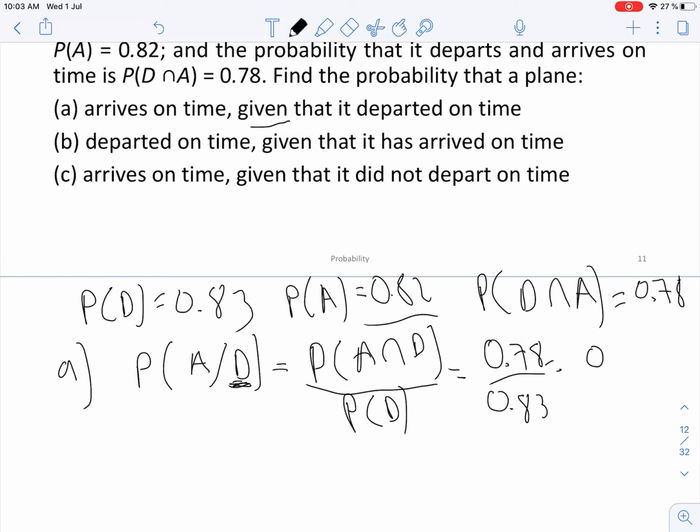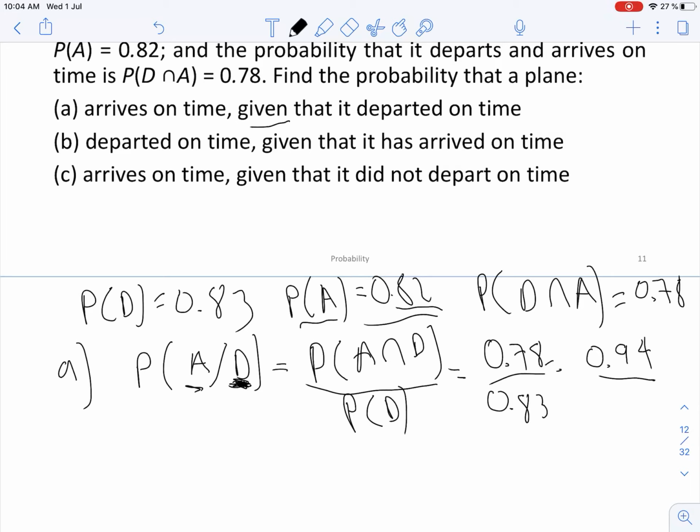So the resulting probability is 0.94. So this is interesting, right? Because the probability of arriving on time is just 0.82. But why now is the probability of arriving on time 0.94? So the probability is increasing given this piece of information, right?